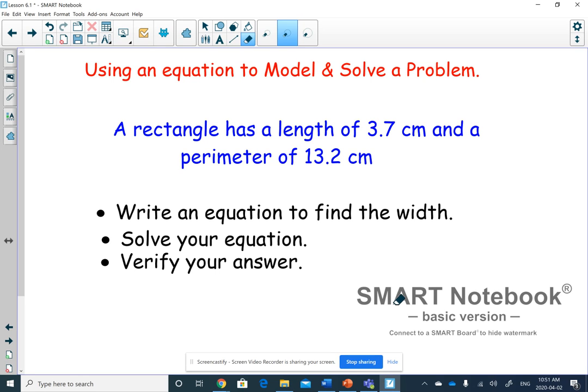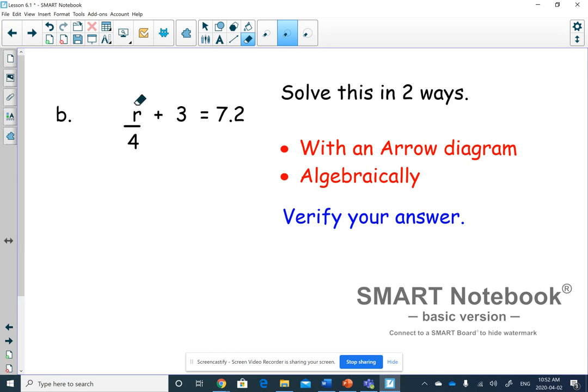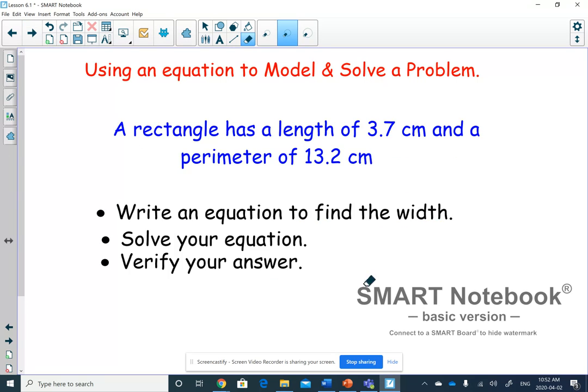Hey guys, so this is part 3 of 6.1, solving equations using inverse operations. So the last question we left off on was r divided by 4 plus 3 equals 7.2. We solved using an arrow diagram, we solved algebraically, and then we verified our answer. So we're going to move on to the next question here.